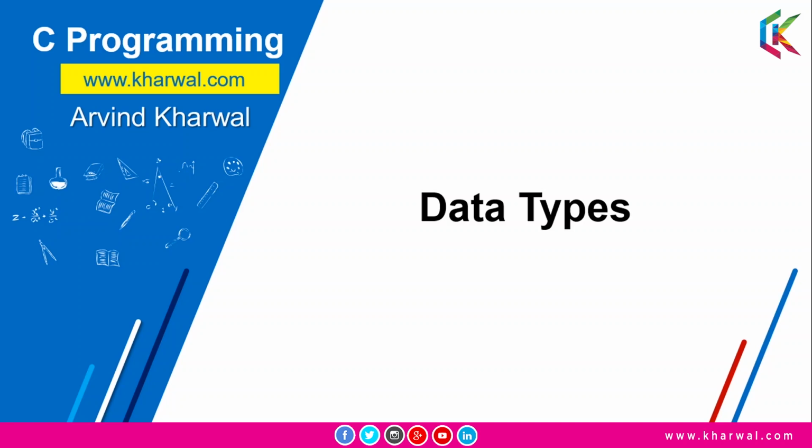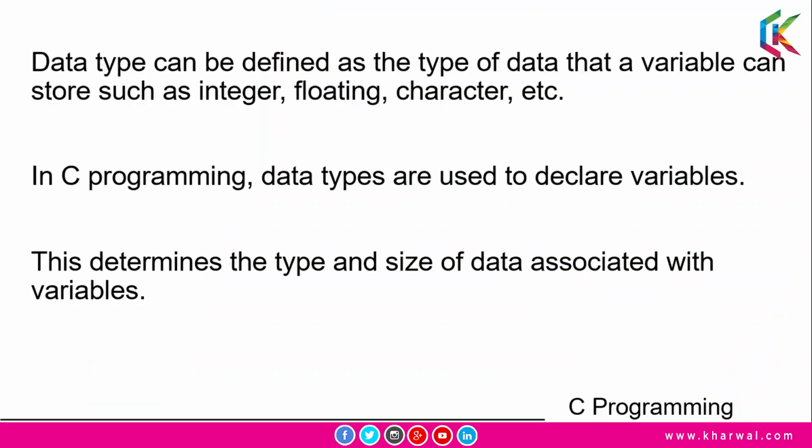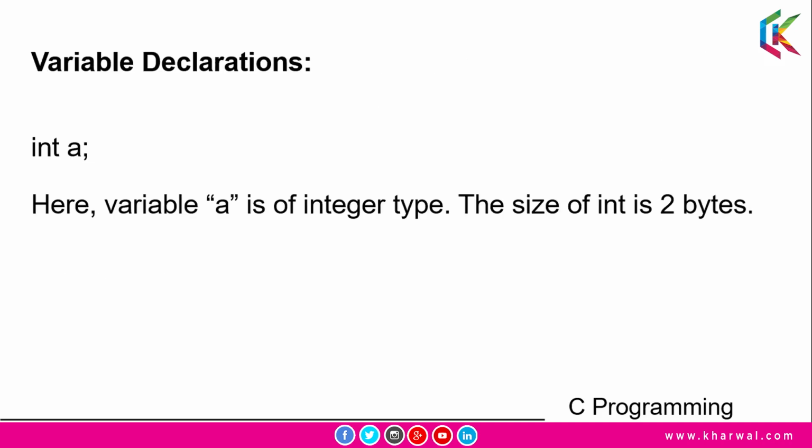And in this session, we are going to discuss data types in C programming. So let's get started. Guys, data type can be defined as the type of data that a variable can store, such as an integer, float, and character. In C programming, data types are used to declare variables, and this determines the type and size of data associated with variables. So let's take an example of it.